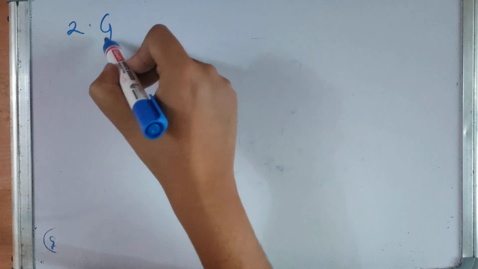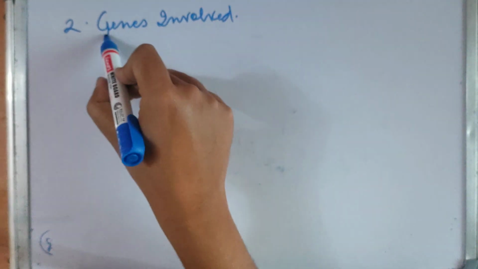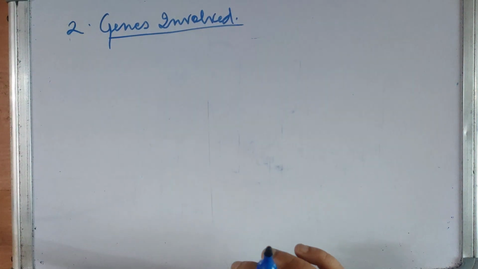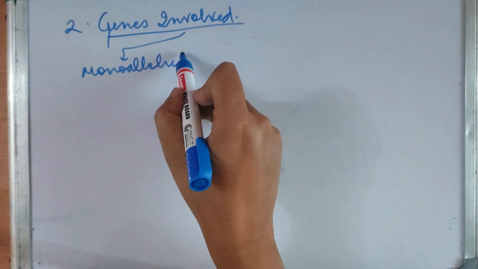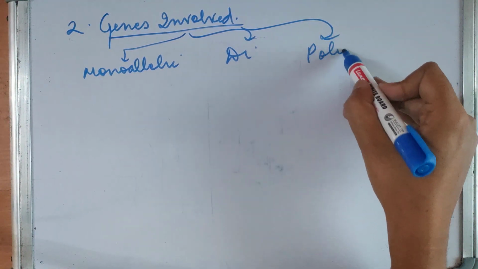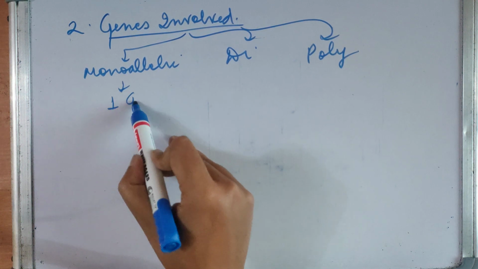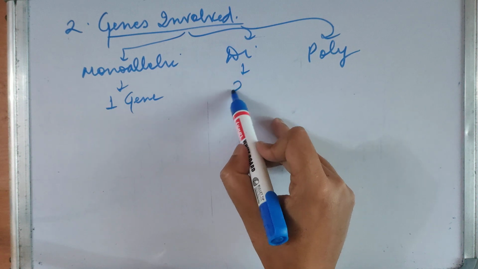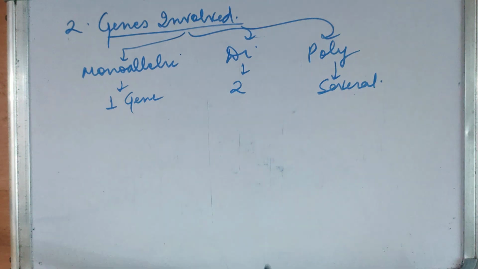Number two, that is classification based on genes involved. So here we see that SI, that is self incompatibility, is classified in three types, that is monoallelic, diallelic and polyallelic. In monoallelic, it is governed by a single gene, that is one gene. In diallelic it is governed by two genes, and in polyallelic it is governed by several genes, more than two genes.